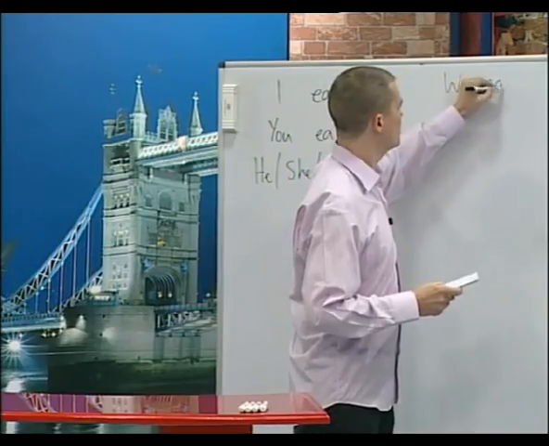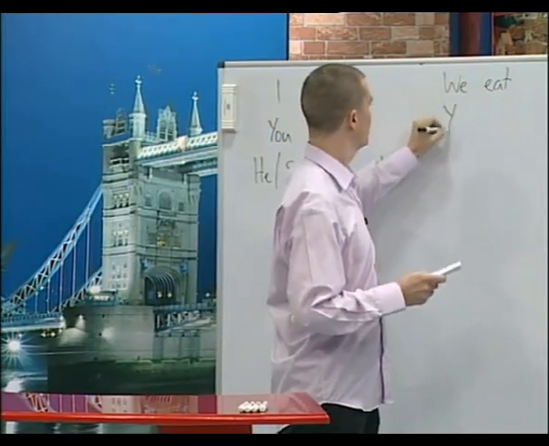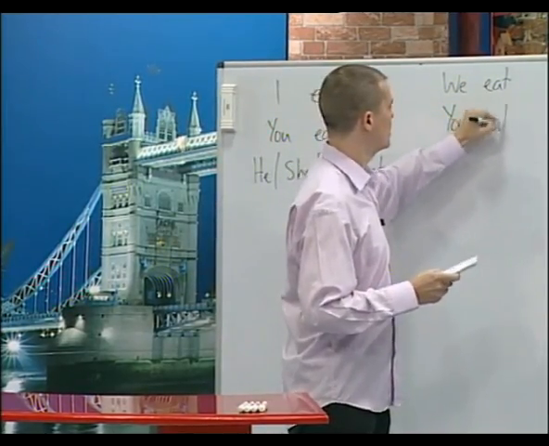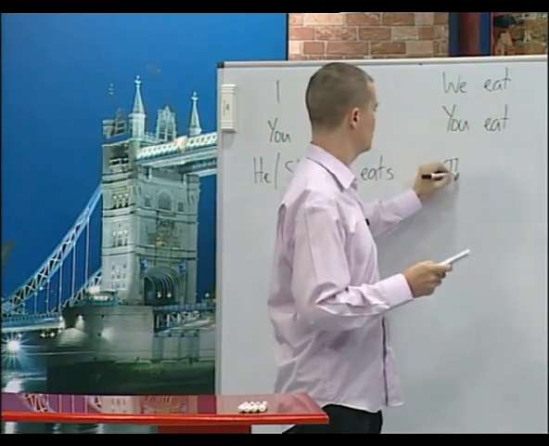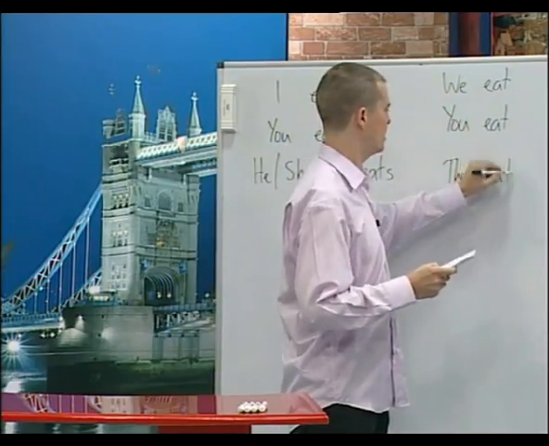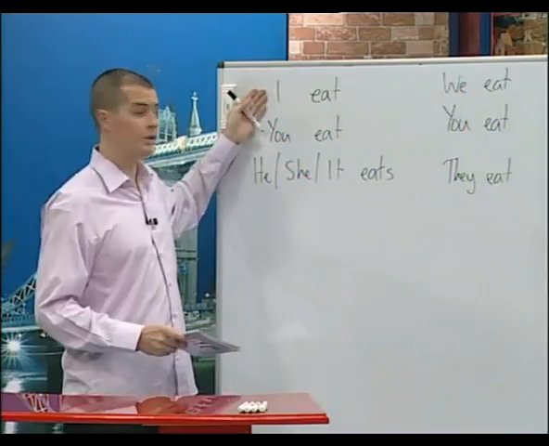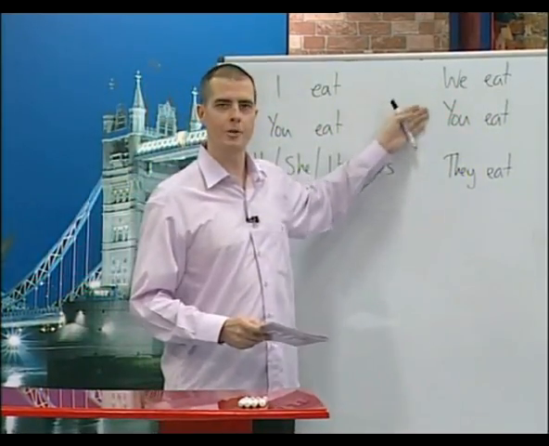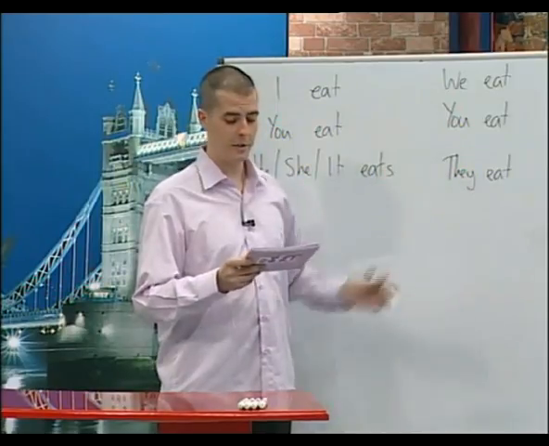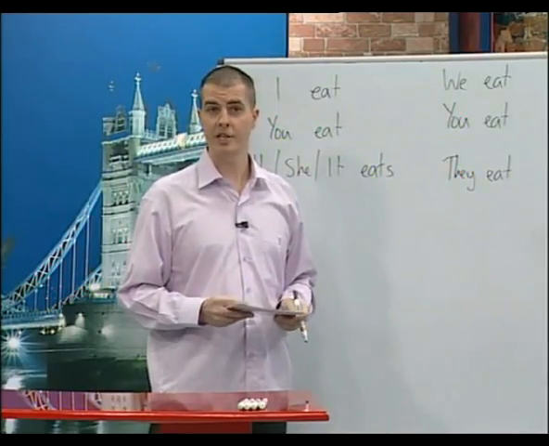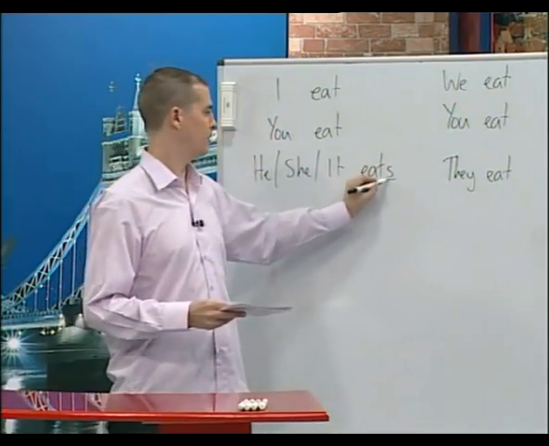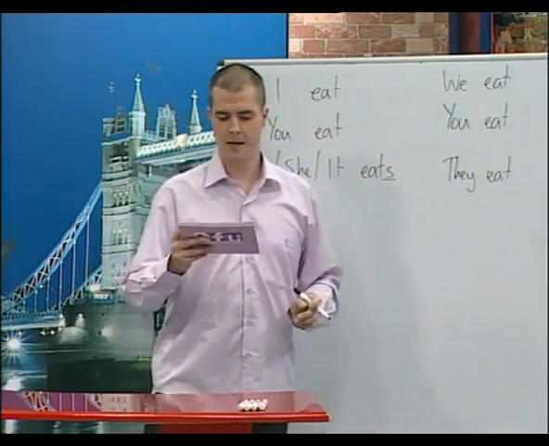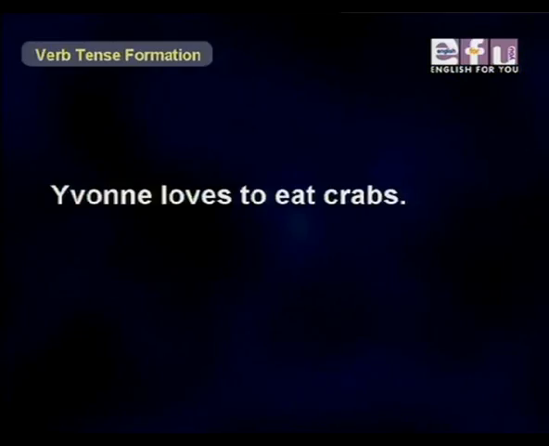We eat, you eat, they eat. I eat, you eat, he, she, it eats. We eat, you eat, and they eat. Now the verb after he, she, or it has a final S. For example, Yvonne loves to eat crabs.